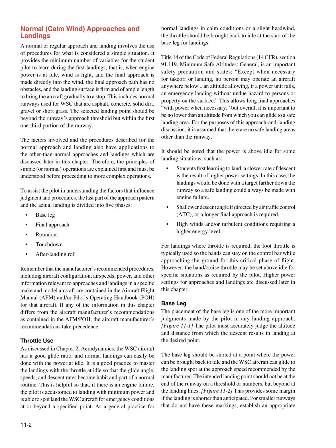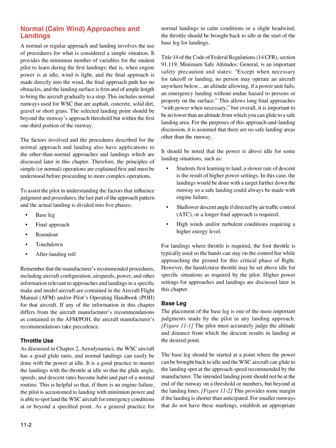Normal, calm wind, approaches and landings. A normal or regular approach and landing involves the use of procedures for what is considered a simple situation. It provides the minimum number of variables for the student pilot to learn during the landings, that is, when engine power is at idle, wind is light, and the approach is made directly into the wind. The approach path has no obstacles, and the landing surface is firm and of ample length to bring the aircraft gradually to a stop.